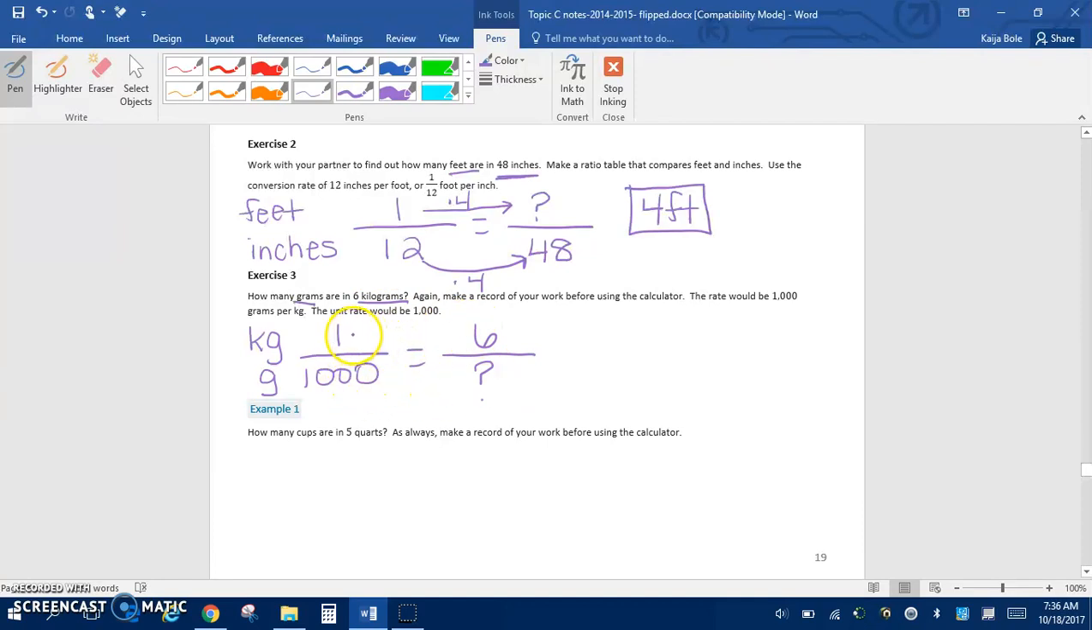Now again, we're asking 1 times what gives us 6, and that would be times 6. So we're going to do the same thing on the bottom, times 6. 1,000 times 6 gives us 6,000 grams. Our final answer.